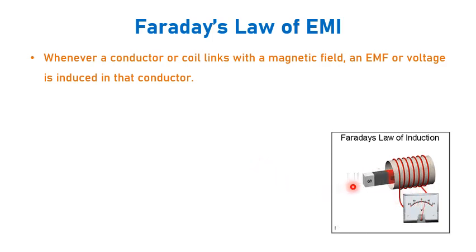You can see that when the magnet goes in, there is a positive voltage. When the magnet comes out, there is a negative voltage. When the magnet is stationary, there is no change of flux linking with the coil, and hence the voltage will be zero.